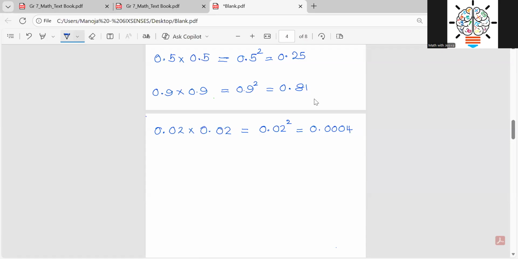Okay, and the same way I take 0.03 into 0.03, that means 0.03 squared. And how do you get this? You want to keep four decimal places. 3 times 3 is 9. And how are we going to keep it?